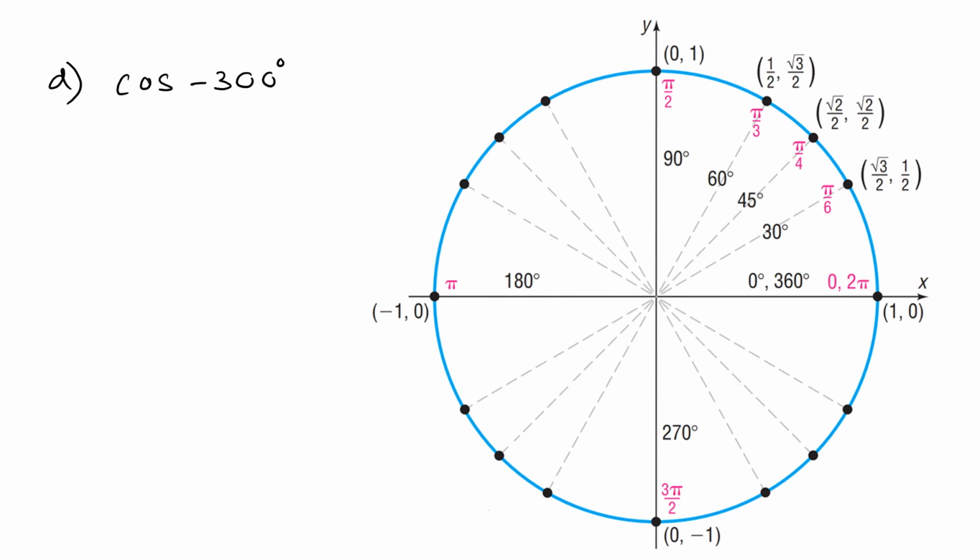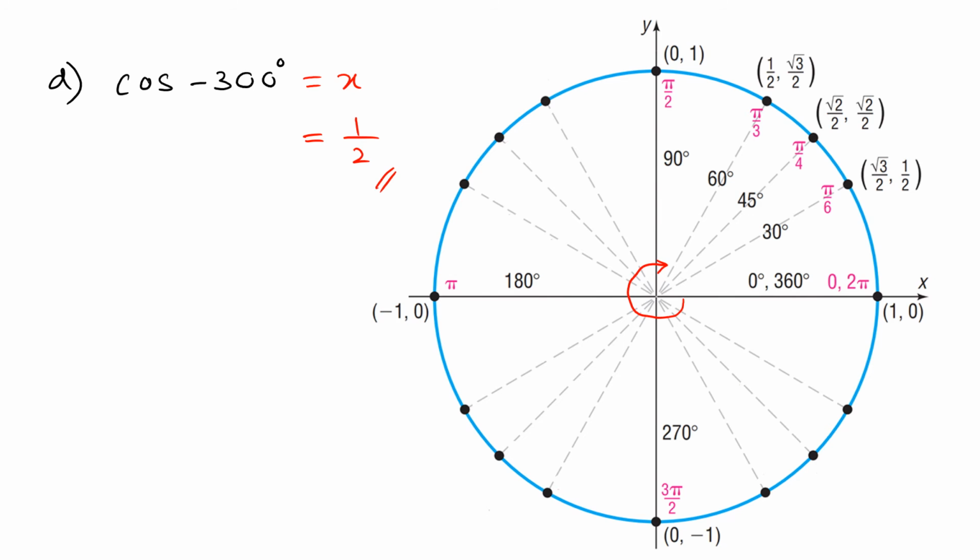Next, we have cosine negative 300. It's a negative value, so that means it's going to go clockwise. Negative 300 means it is 60 less than 360, so the angle is going to stop at 60. So that is the negative 300 angle. And this is the cosine value, so we just need the x coordinate. Since it's in the first quadrant, we already know the x coordinate has to be positive 1/2.